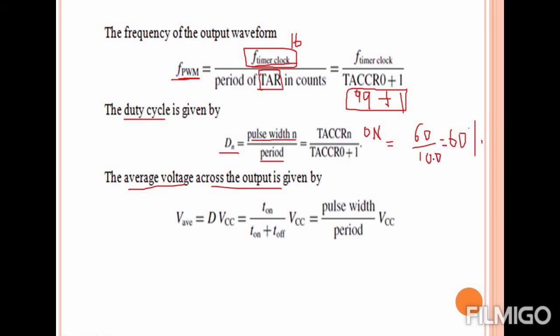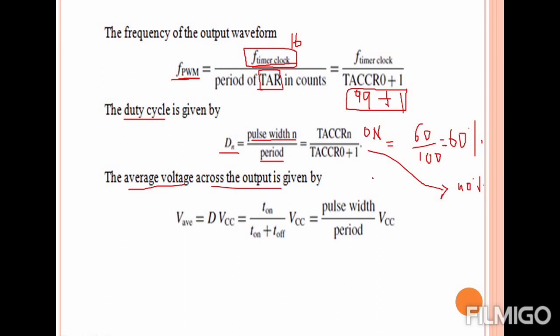Otherwise, if it is active for 40 counts and total counts are 100, then 40 by 100 is 40%. 40% is your duty cycle. In this way, you can calculate your duty cycle.